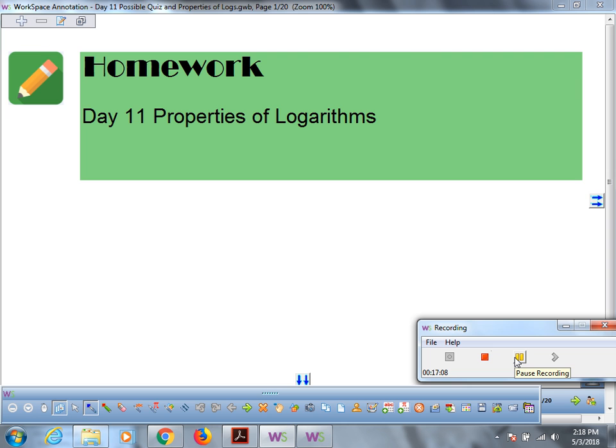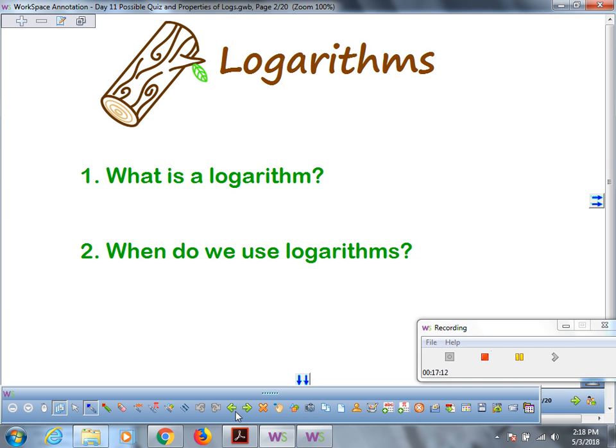Okay, let's look at the last thing we're going to look at for this unit. What is a logarithm? It's an exponent. And when do we use logarithms? You should be able to answer that now. Okay, Amadeus says we use it when we need to find how long. So basically when we're solving exponents. When we need to find an exponent, we use logarithms.